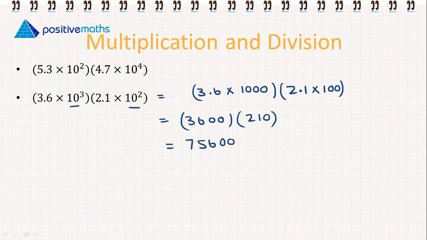And we get 75600. Again, we'll change this into standard form. So we get 7.56 multiplied by 10. And we count our spaces. So 1, 2, 3, 4, 5. So it's 10 to the power of 5.